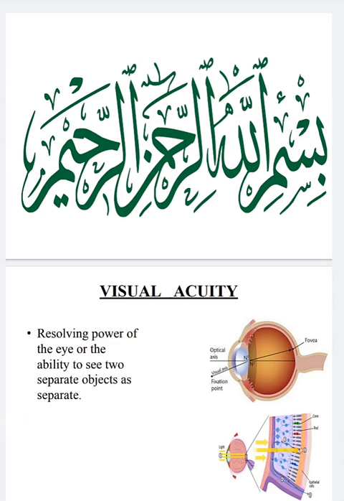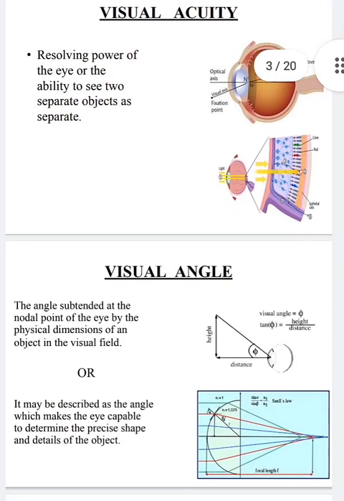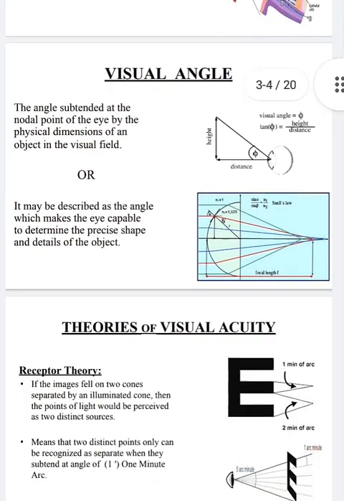Today I am giving the lecture on the topic of visual acuity. Resolving power of the eye is the ability to see two separate objects as separate. Visual angle is the angle subtended at the nodal point of the eye by the physical dimensions of an object in the visual field, or in other words, the angle which makes the eye capable of determining the precise shape and details of the object.